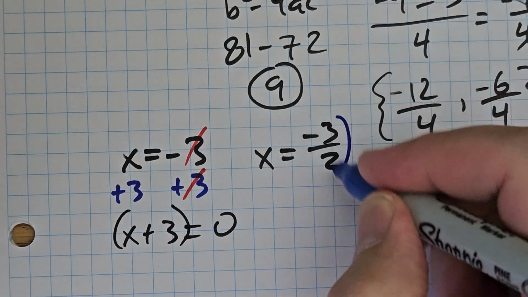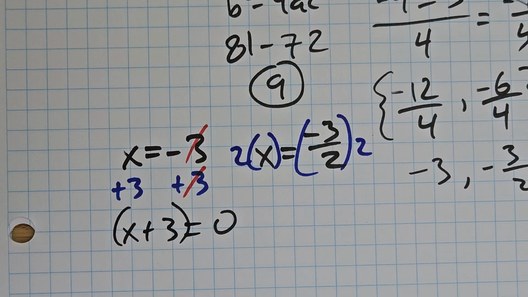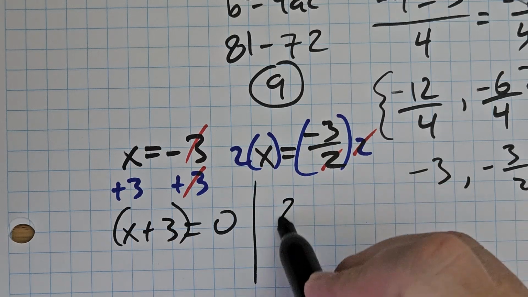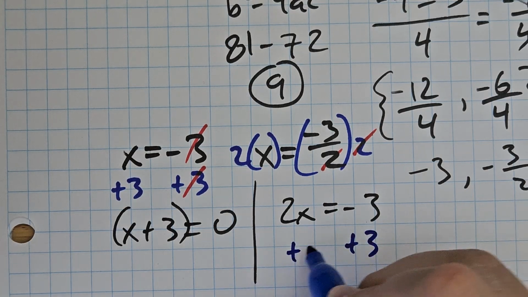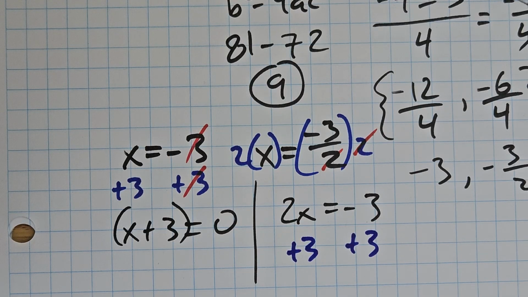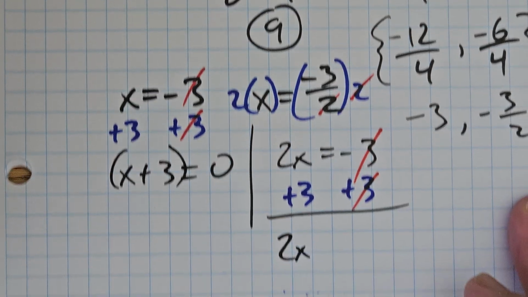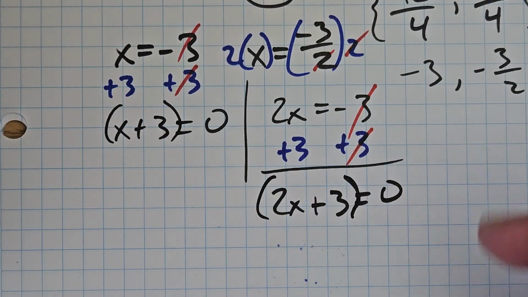And this one, I'm going to multiply both sides by 2 to cancel out the denominator here. I'm just moving everything to the left. And so this is going to, I'll put a dividing line there. This is going to give me 2x equals negative 3. And then I will add 3 to both sides. Again, just moving everything to the left equal to 0. And that's going to give me 2x plus 3 equals 0. And that's my other factor.